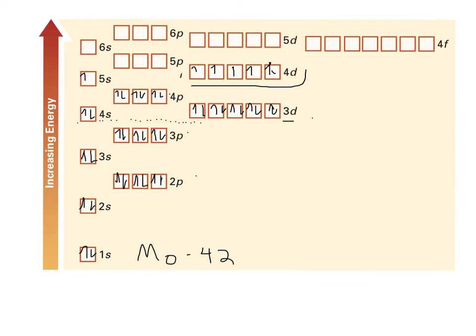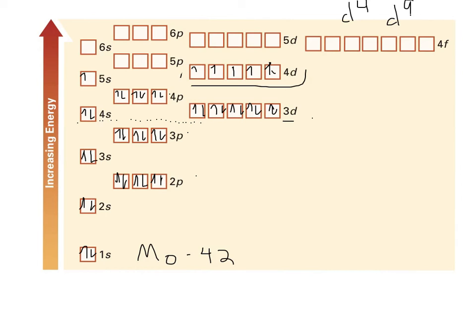There are exceptions to these configurations. Anytime you have something that ends in d4 or d9, if you ever write these out and you get d4 at the end, you've got to fix it because it doesn't stay that way. Or if you get d9 at the end, you've got to fix it because it doesn't stay that way. Okay, so just be aware of that. They'll steal one from the s sublevel that just filled right before it.